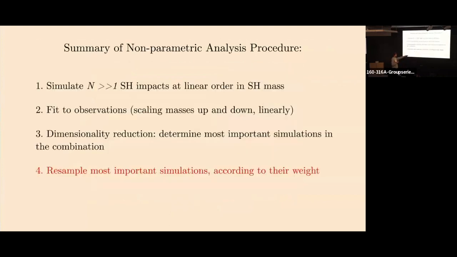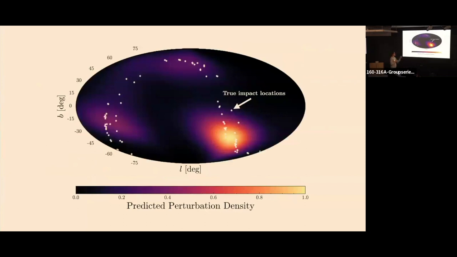Okay, so finally, the very last slide is next. You resample your simulations according to their importance in describing the variance in the data. And what you can get out of that type of thing is a heat map. So it's a sort of density field of where the model thinks the subhalos are, given the most important set of simulations. So you can see it's doing a pretty decent job here of recovering where the impacts actually occurred. The true impact locations are in white.